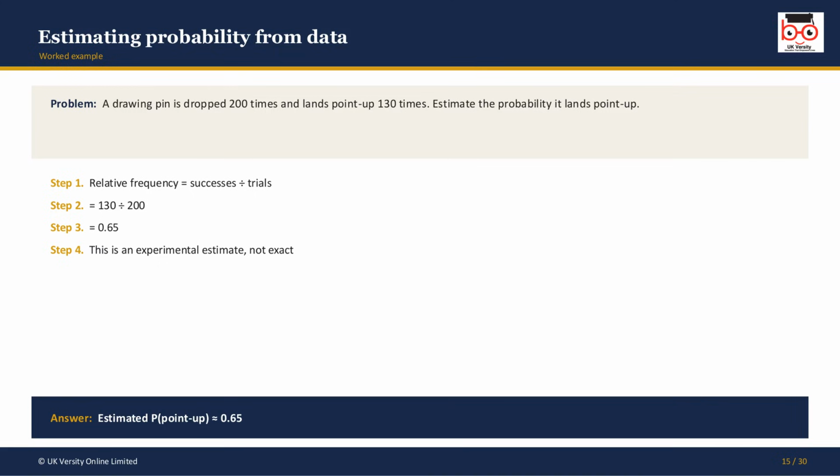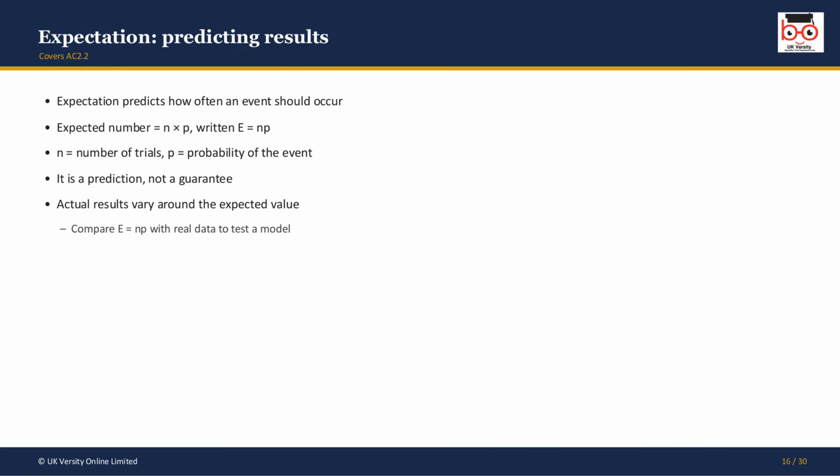Bear in mind, this is an experimental estimate rather than an exact value, but our best guess is that the pin lands point up with probability about 0.65. Expectation is all about predicting how often something should occur. The expected number is n times p, written E = np, where n is the number of trials and p is the probability of the event.